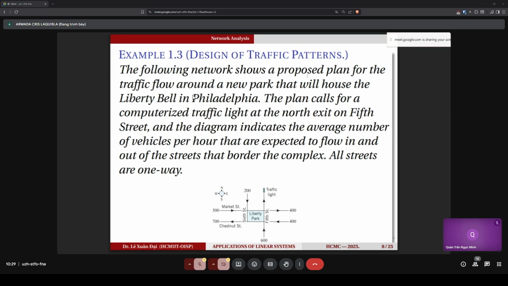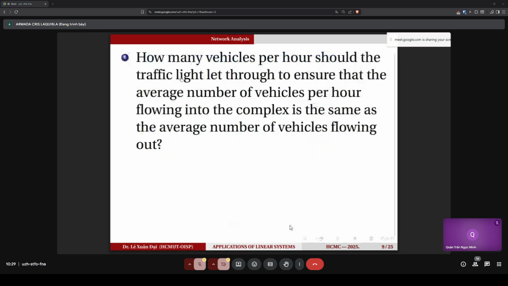So the following network shows a proposed plan for the traffic flow. We have this one. So here is 200. For example, class, this is an average number of vehicles. 200 will go here, 500 here, exit 700, 600 here, 400, 400. And that's it. Now the question, going here in the traffic light, there is no value. So we can let that be an x there.